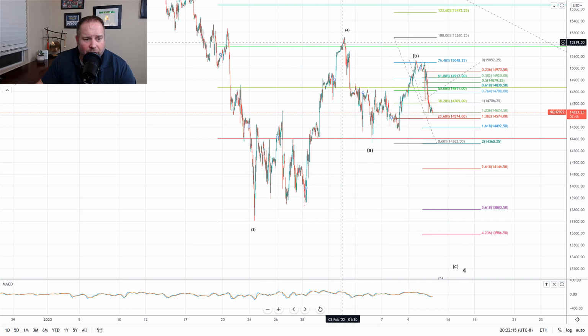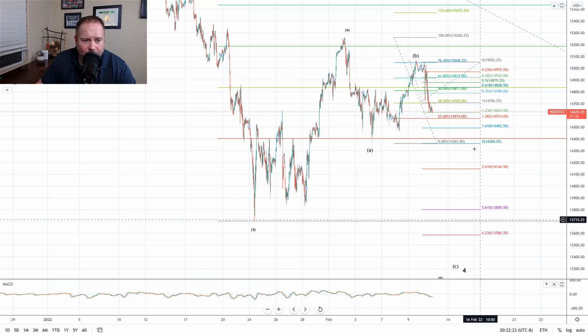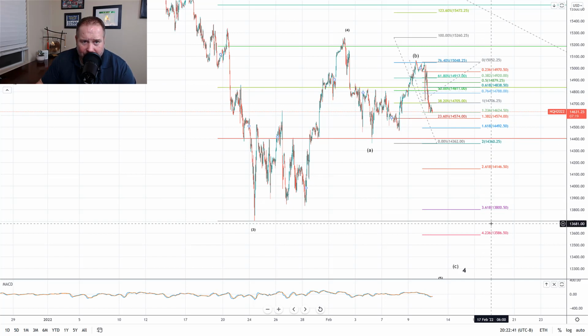So we would call this A, B, and then 1 of C, 2 of C up, and then we would start 3 of C down from there. Now the retrace for that wave 2 off of our support, which was again 14,492 to 14,360, the retrace would be the 14,706 to 14,838 zone. We would look for resistance there to short that wave 3 down in C.